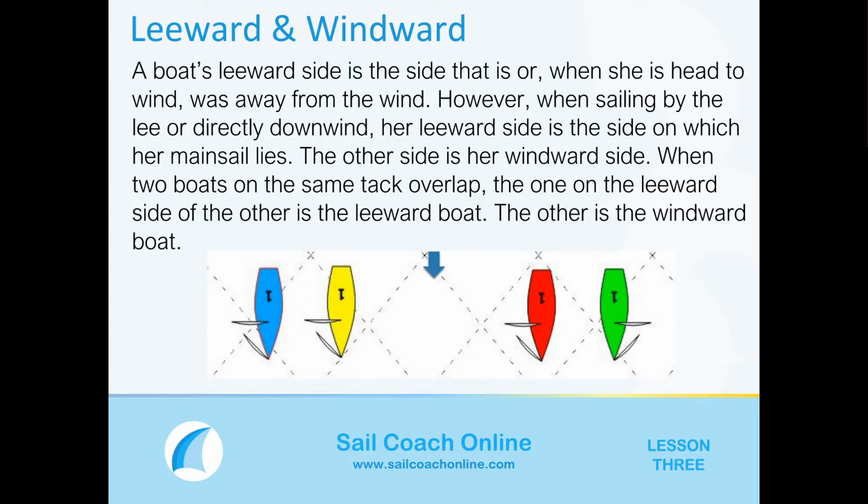If we look at the red and green boat on the right-hand side, they're on opposite tacks and they have opposite leeward sides. So again, the side over which the mainsail lies is the leeward side of the boat. So on the red boat, it's the right-hand side or the starboard side. And on the green boat, it's the left-hand or the port side of the boat that is the leeward side.